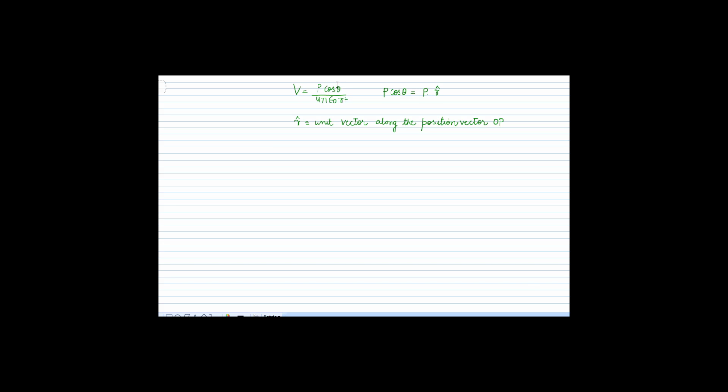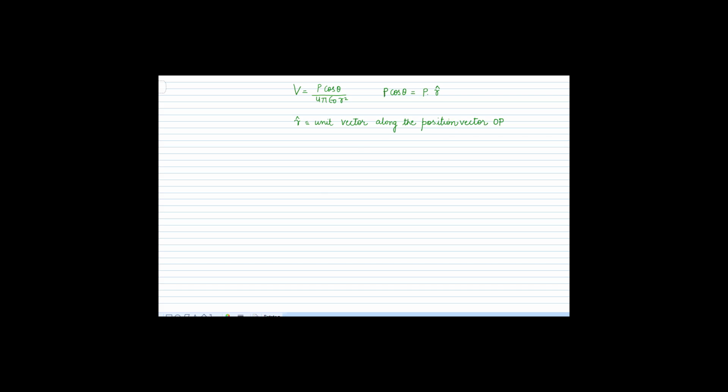So the electrostatic potential V is equal to P cos theta upon 4 pi epsilon naught R square. So here we have P cos theta. This P cos theta may be written as a dot product between these two. That P is our dipole moment. So this is a capital P, which we call the dipole moment due to the dipole. And so this is P dot R cap.